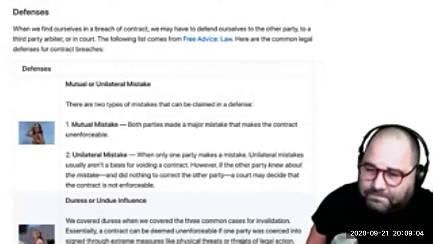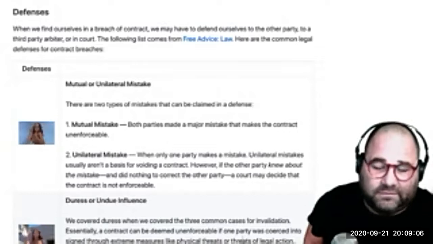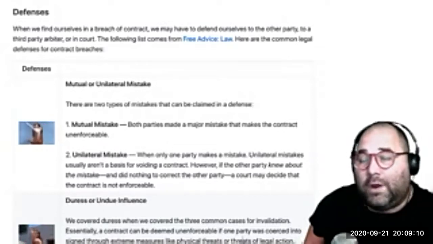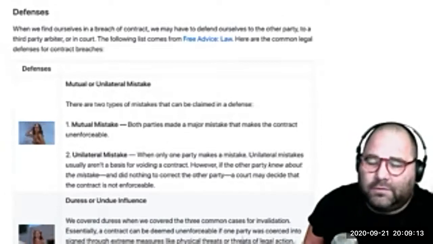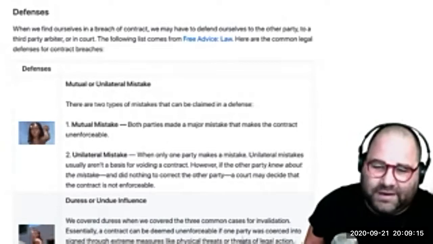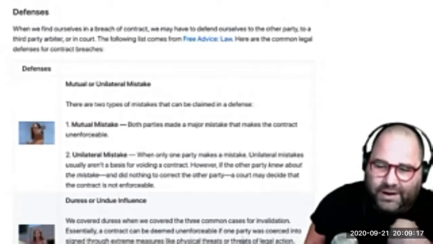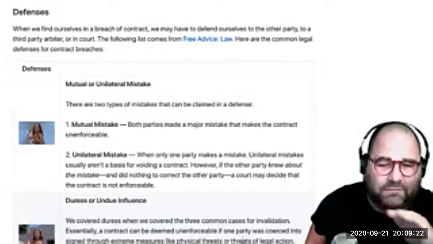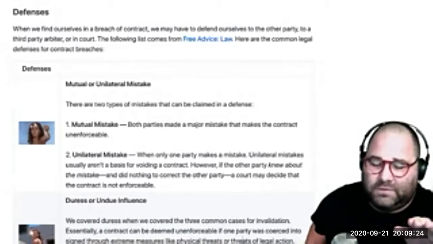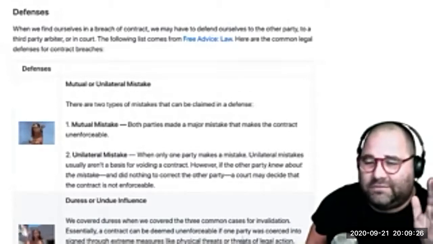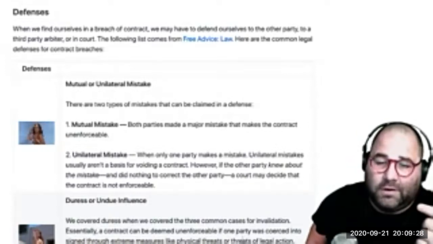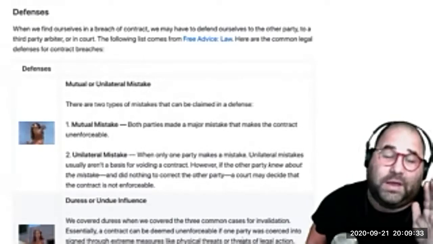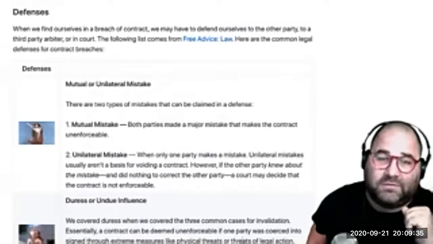But two types of mistakes. Mutual mistake, we both made a mistake. Unilateral mistake, one party made the mistake. There is something fun about a unilateral mistake. If you and I are in a contractual relationship, I made the mistake and you knew about it but didn't do anything to correct me. You just let it slide, and then you decide to sue me later. A court may decide that the contract is not enforceable because you let me get away with it. It was your responsibility to point out the mistake.